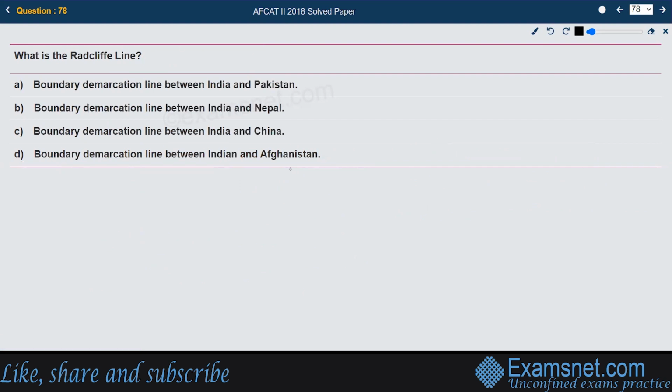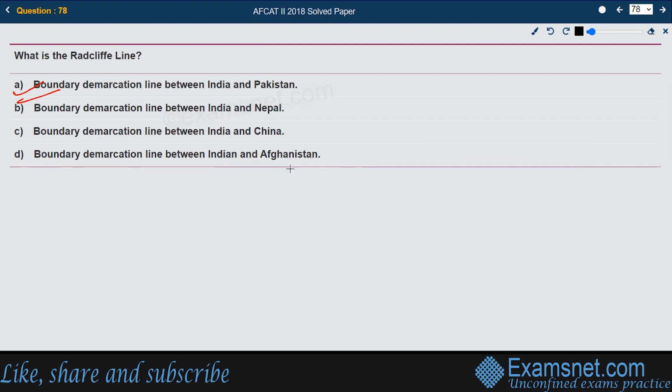Now there is the next question. What is the Red Cliff line? The Red Cliff line is a boundary demarcation line between India and Pakistan. So the right answer is option A. It is the demarcation between India and Pakistan.